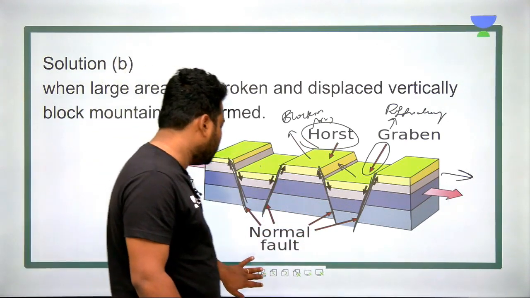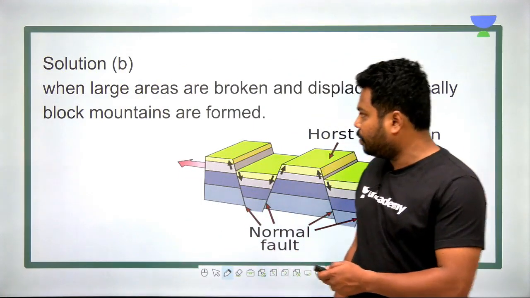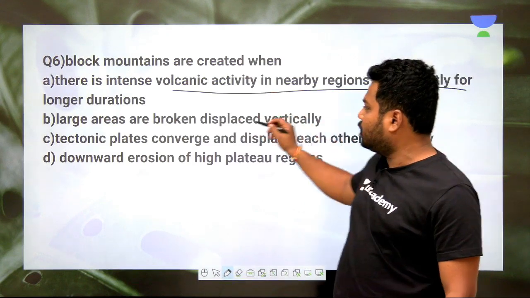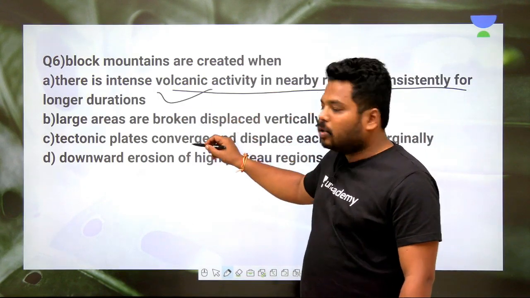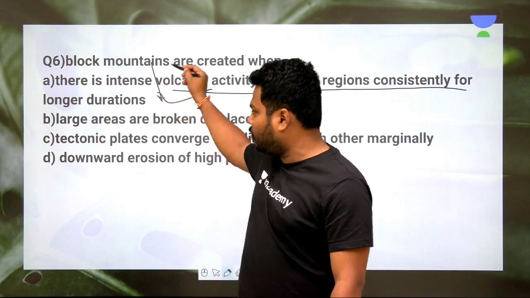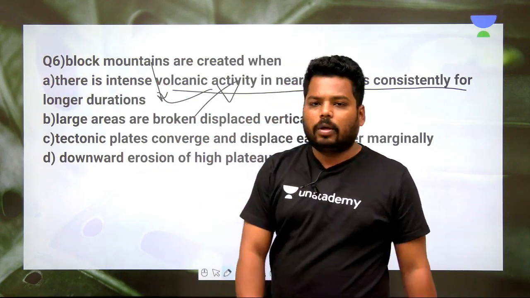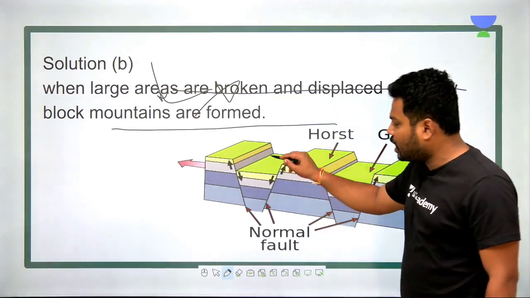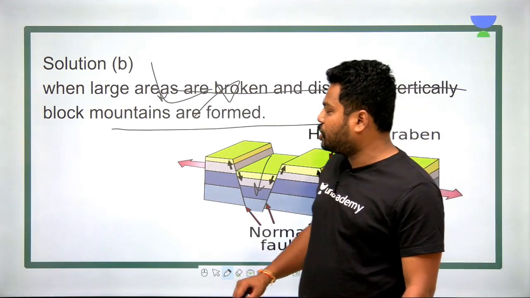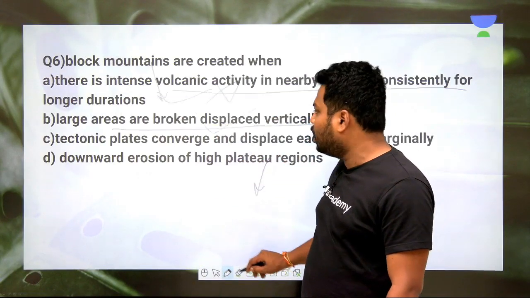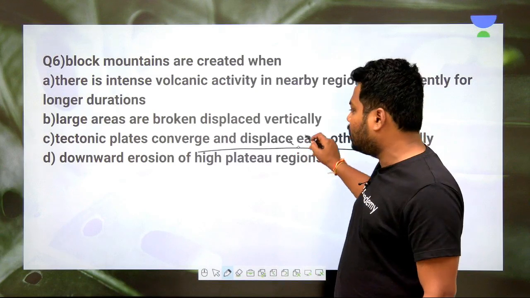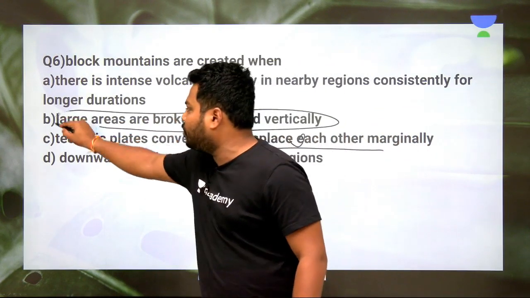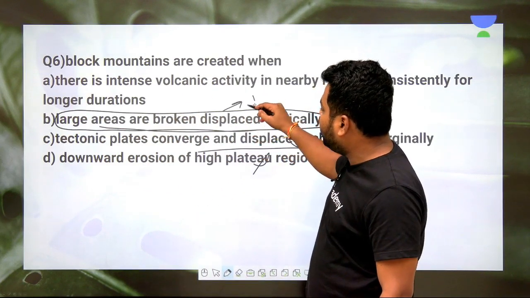Let's see what happens. What is given in the option? There is intensive volcanic activity in nearby regions consistently for longer durations. So are the block mountains formed because of volcanic activity? Absolutely no. Next, large areas are broken, displaced vertically. What is happening? Large areas are being displaced vertically. Hence option 2 is absolutely right. Tectonic plates converge and displace each other, and these two are absolutely wrong.